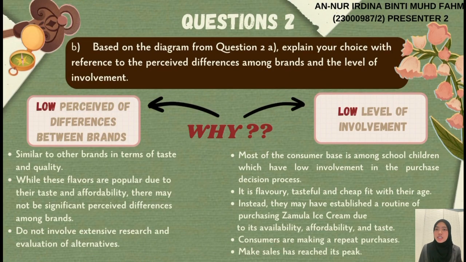For the second question: based on the diagram from question 2a, explain your choice with reference to the perceived differences among brands and the level of involvement. So here is the answer. Consumer buying behavior for Zamula ice cream is habitual buying behavior, right?